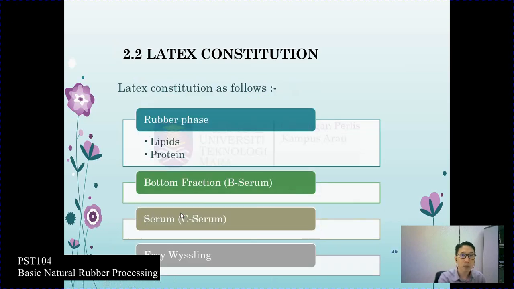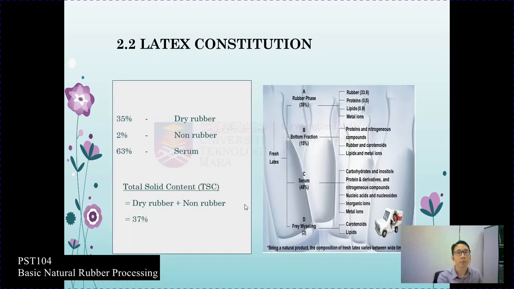Okay. Next, latex constitutions as follows. The first one is rubber phase. Rubber phase consists of lipids and protein. And then we have bottom fraction or B serum. We have serum or we call the C serum, and finally the free Wesleyan. Okay, so I did mention earlier in the first slide, the second slide about the latex constitution having 4 phases. These are the phases that are in the latex constitution. Okay.